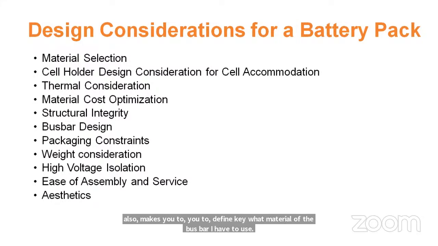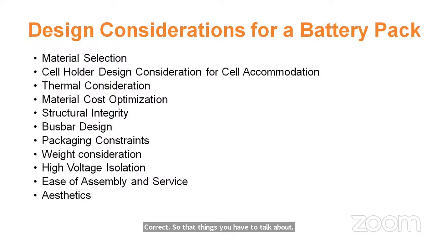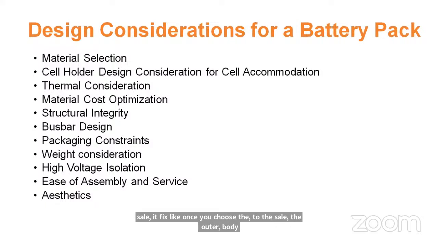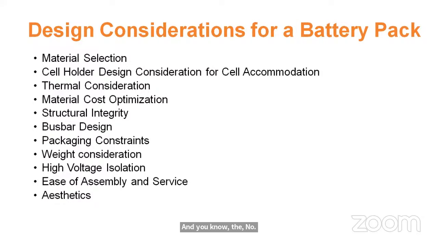Because what is happening, the material of the cell is fixed. Once you choose the cell, the outer body of the cell is fixed, right? Now you have to connect the bus bar to that material, correct? So there are different things, like for example spot welding.